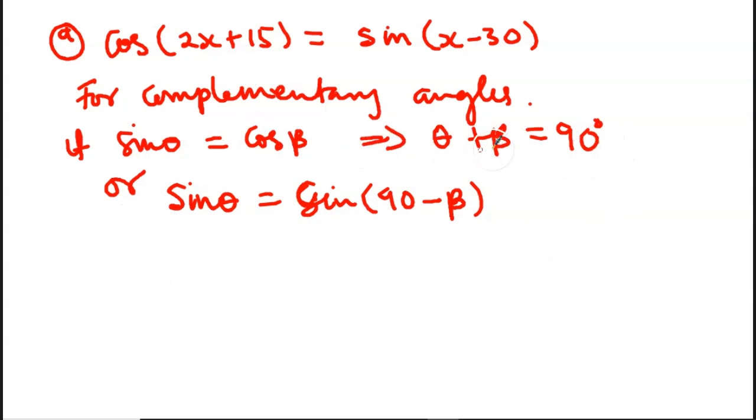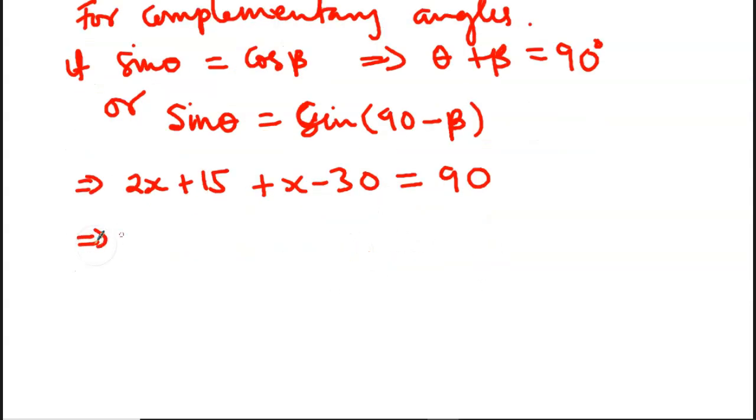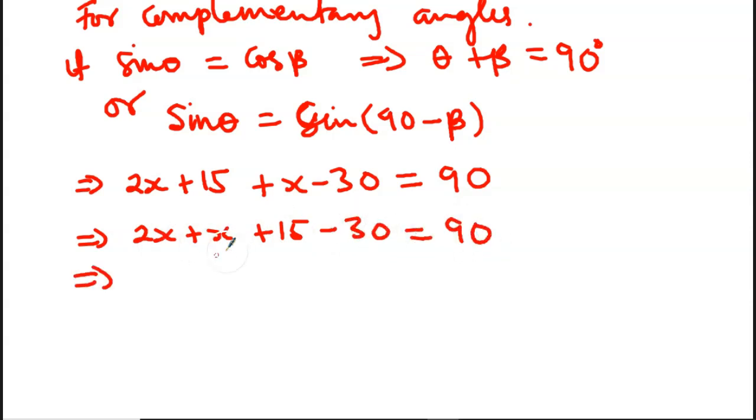If you want to use the first method, then it implies that the sum of these two angles will be equal to 90 degrees. So 2x plus 15 plus x minus 30 should be equal to 90. So we group the like terms: 2x plus x plus 15 minus 30 is equal to 90. 2x plus x is 3x, and minus 15 is equal to 90.